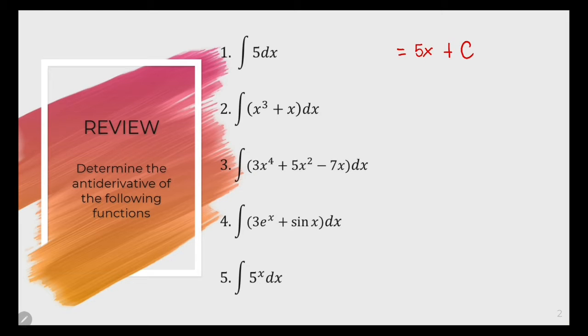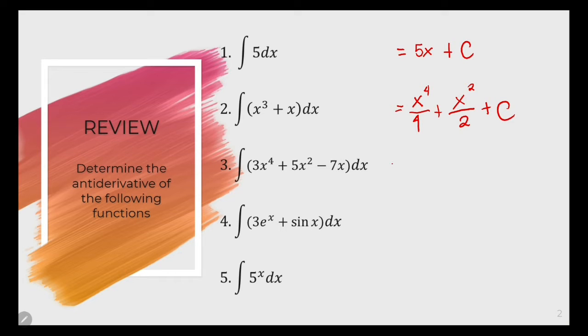For number 2, the integral of the binomial x cubed plus x dx, we apply the power rule. The integral of x to the power of n is x to the power of n plus 1 over n plus 1. So this time you have x to the power of 4 over 4 plus x squared over 2 plus c.